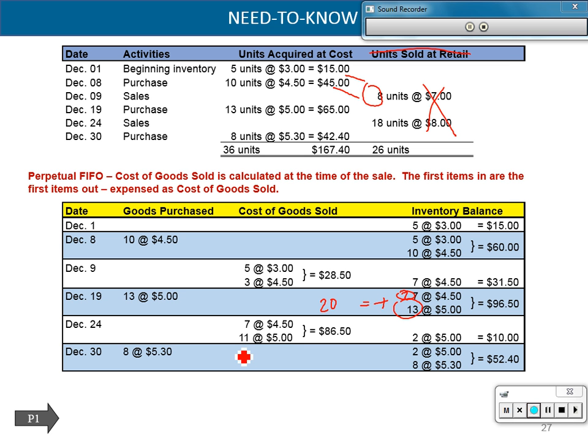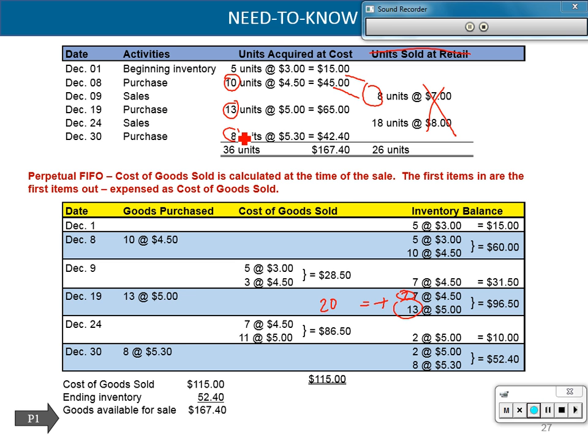And on December 30th, we purchased 8 more units. So now we went from having 2 in the inventory to having 10. 2 at $5, 8 at $5. So how do we calculate cost of goods sold? Well, all in all, it cost us $115. Everything we purchased, because that's what you gotta look at. So the cost of goods sold was $115.